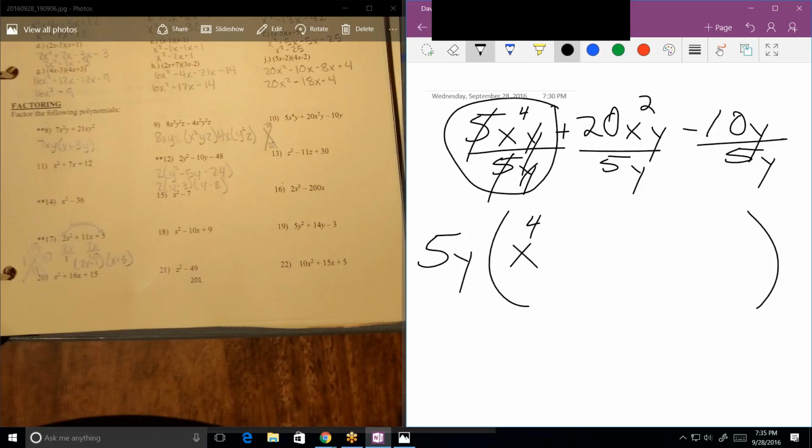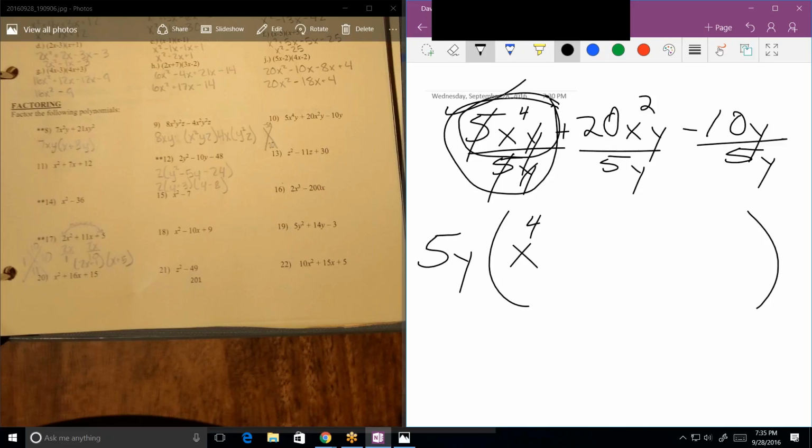Now, before you go to the next term, make sure you multiply these two together and it's the same thing as that. Is it? Yeah, 5y times x to the fourth. I didn't mean the whole thing, I meant the numerator. 5y(x to the fourth), and it is.